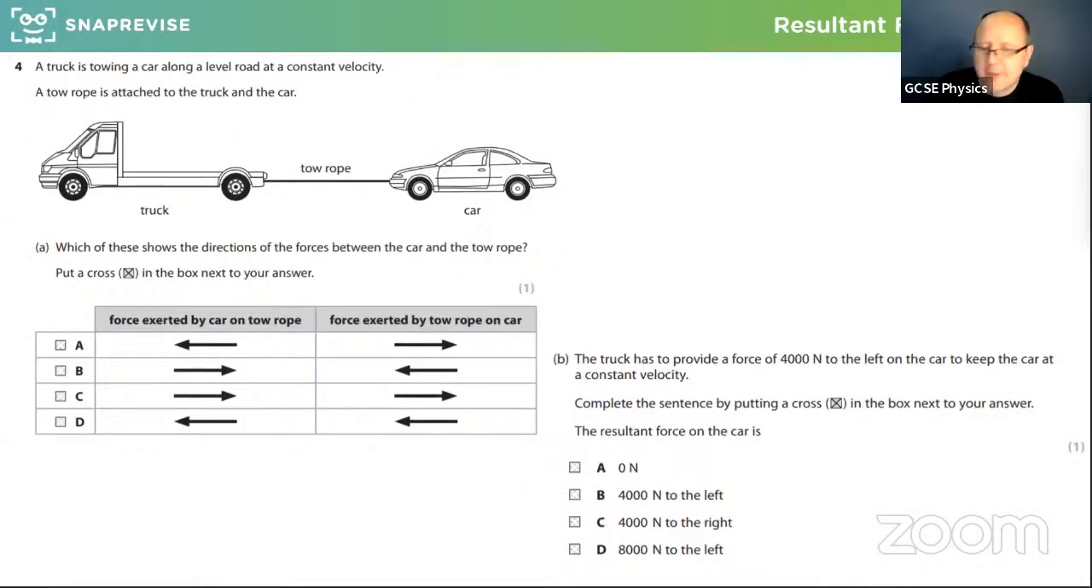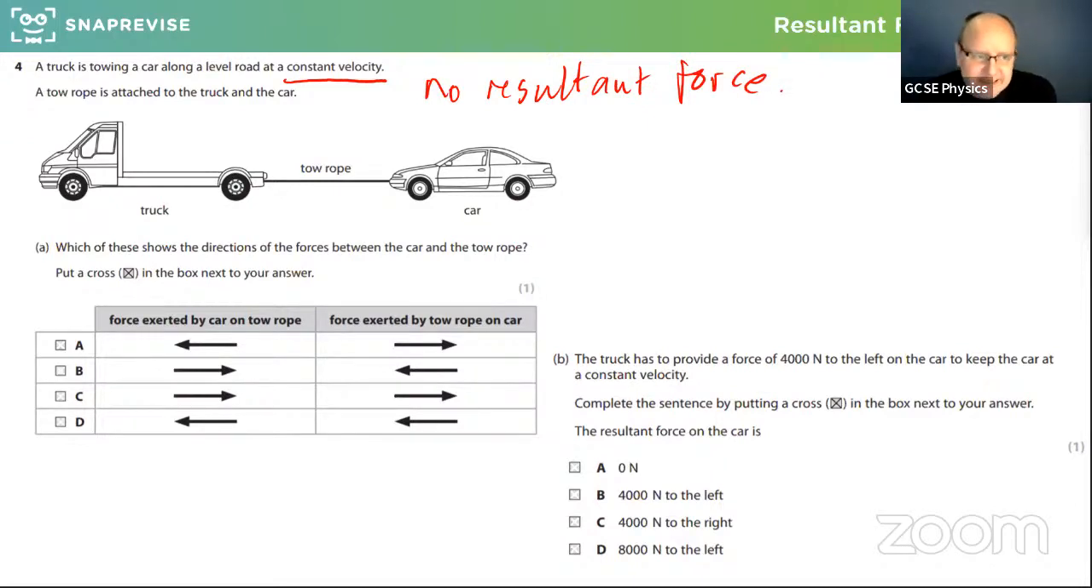So I'll move on from that question to another example. Here we've got a truck towing a car along a level road at constant velocity. So the key term here is the constant velocity. If you see that in a question, it means that the system is in equilibrium. So there must be no resultant force. For that to be moving at constant velocity, there must be no resultant force. There are forces acting, but they work out to zero. If you sum them all together, they add up to nothing.